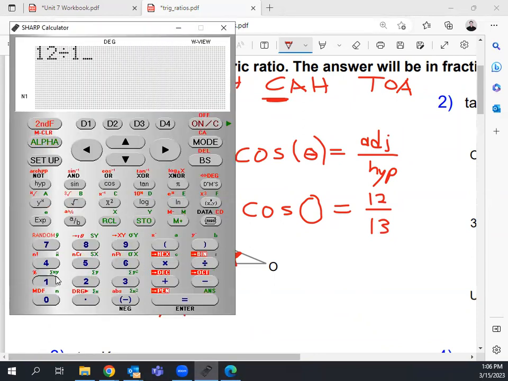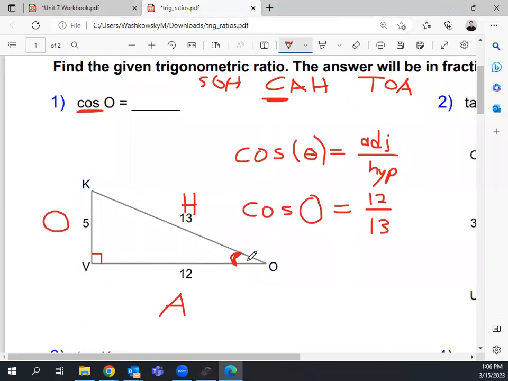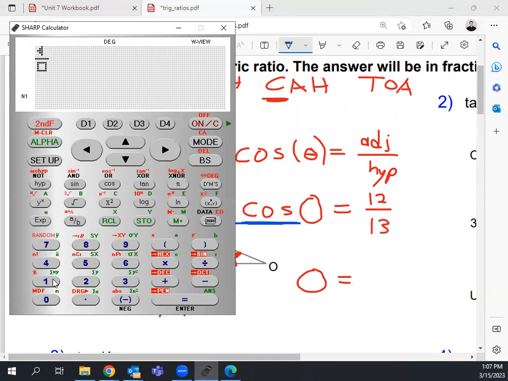So now, of course, when you do 12 divided by 13, you get something like this. Now, this triangle itself is not 0.9 degrees, if you remember. So remember, we don't want to figure out what cosine of this angle is. We just want to know what the angle is, right? So we need to get rid of this cosine over here. 12 over 13, if you take this whole thing, let me just put it all in brackets.